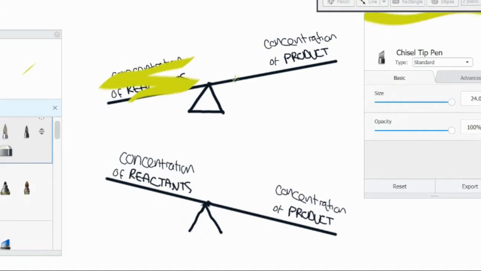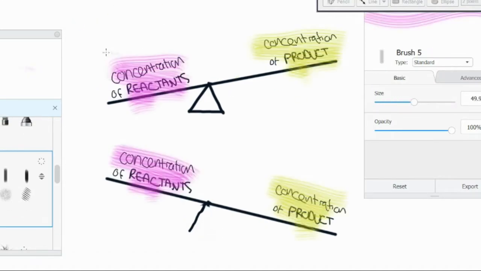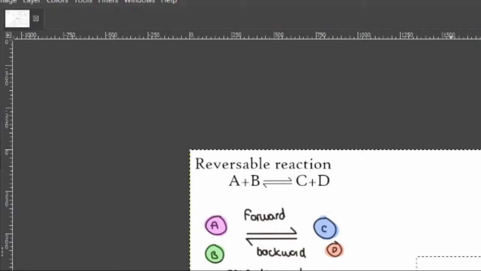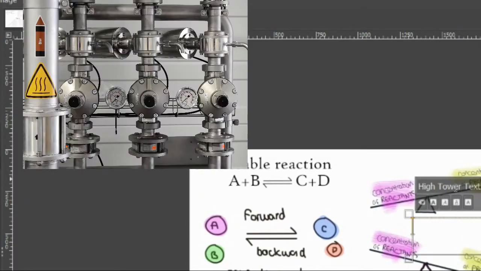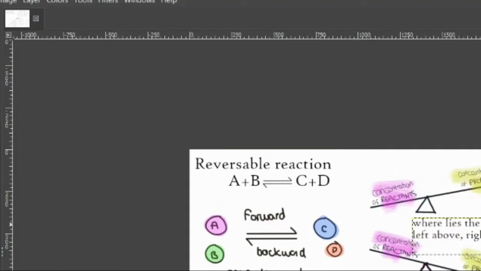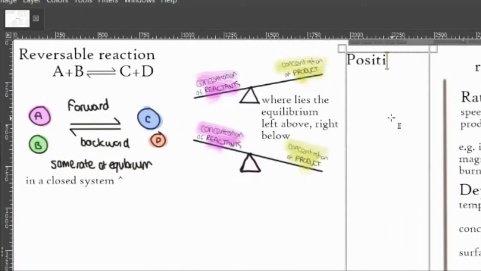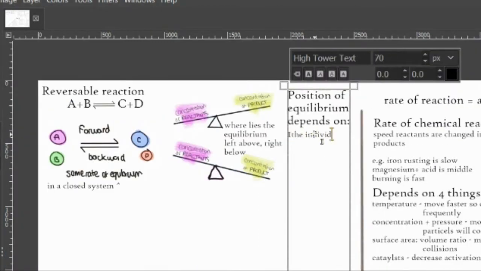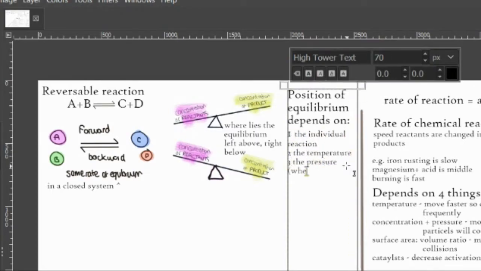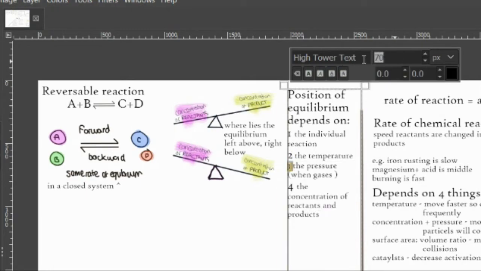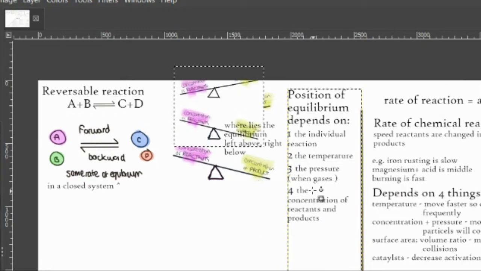The position of equilibrium depends on the following conditions: the reaction itself, the temperature, the pressure, if involving gases, and the concentration of reactants and products, e.g. ammonium chloride into ammonia plus hydrogen chloride. Heating this produces more products, and cooling it produces less.